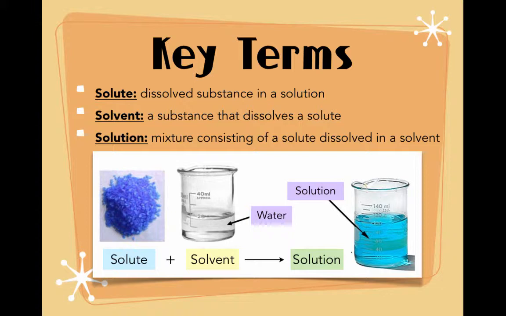A solvent is a substance that dissolves a solute, and a solution is a mixture consisting of a solute dissolved in a solvent. So, for example, the solute could be Kool-Aid powder, the solvent could be water, and the solution would be the Kool-Aid powder dissolved in the water.